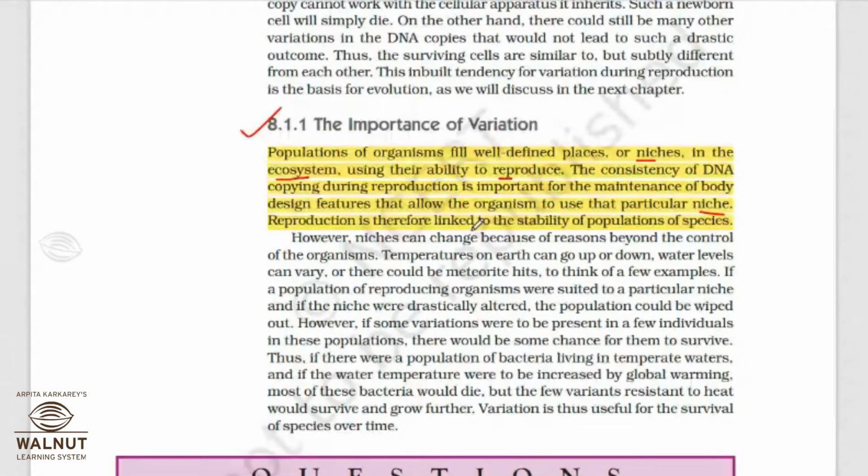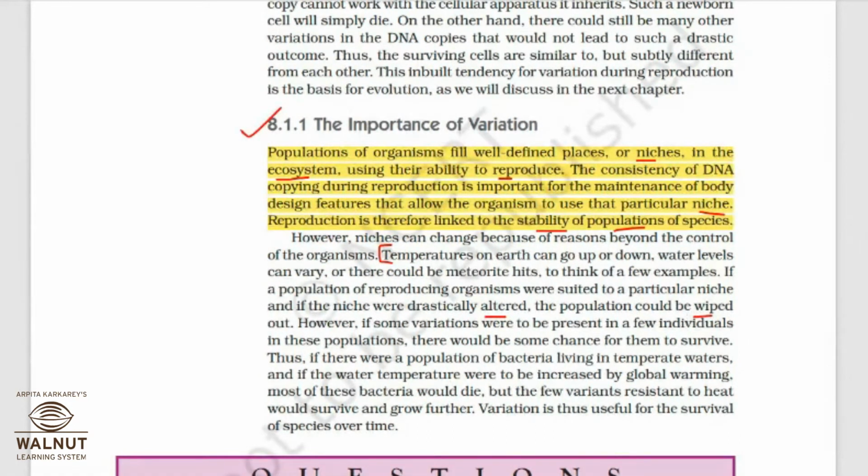Reproduction is therefore linked to stability of populations of species. However, niches can change because of reasons beyond the control of organisms. Temperatures on Earth can go up or down. Water levels can vary. Or there could be meteorite hits. To think of a few examples, if the population of reproducing organisms was suited to a particular niche, and if the niche was drastically altered, the population could be wiped out.